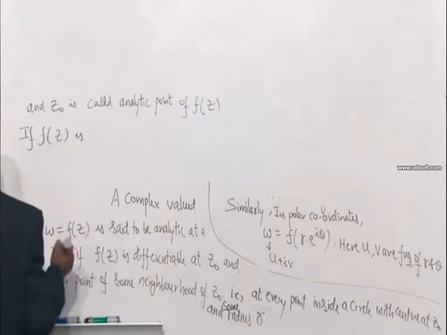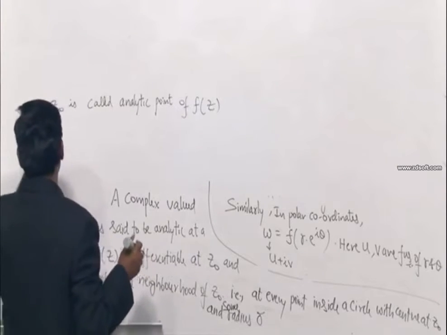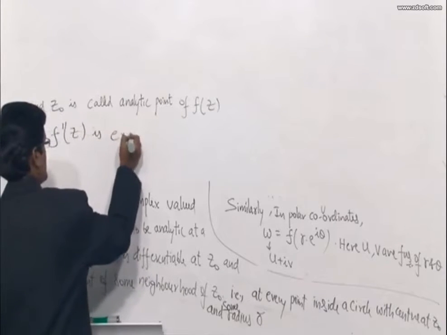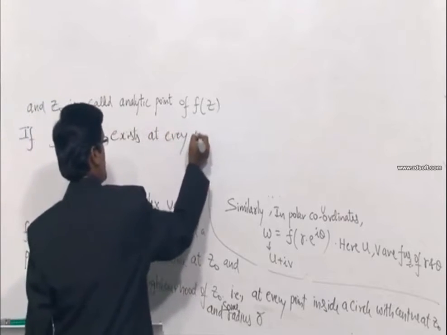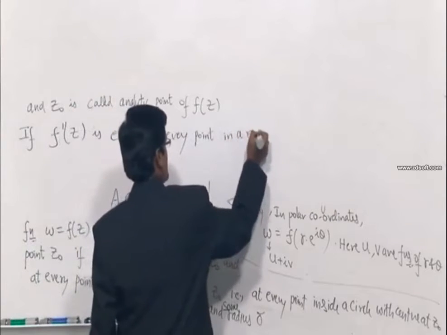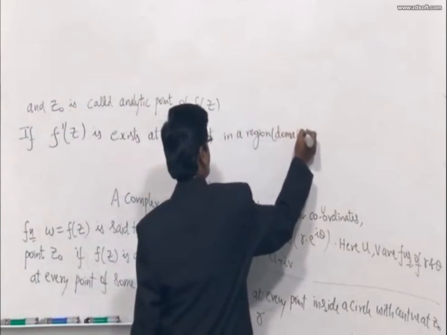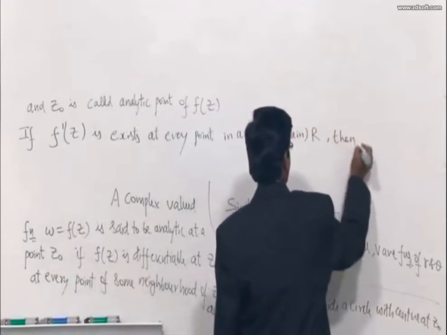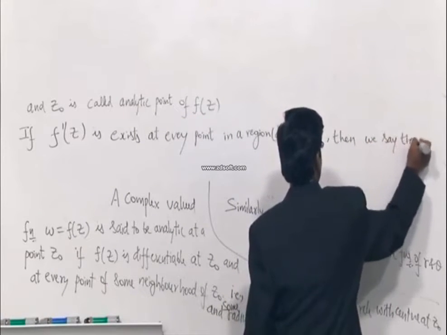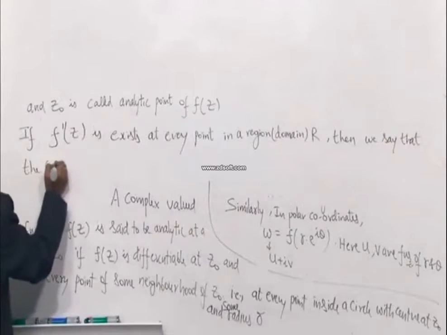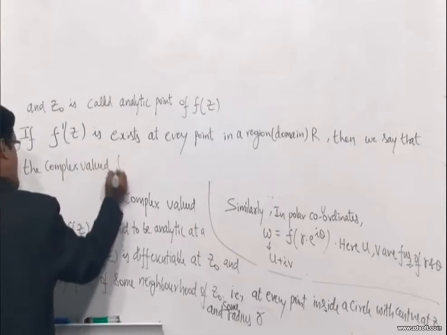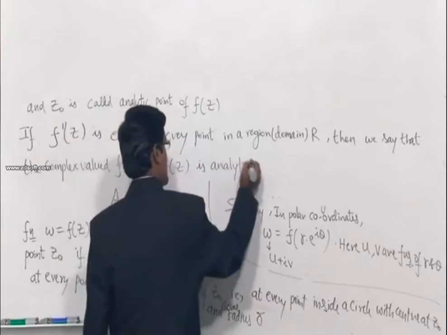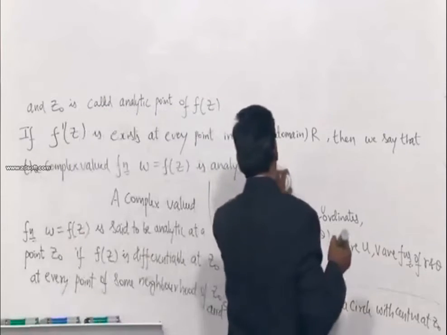f of z, or if f dash z exists at every point in a region which is also called domain, region or domain D, like that, then we say that the complex valued function W is equal to f of z is analytic in the region R.